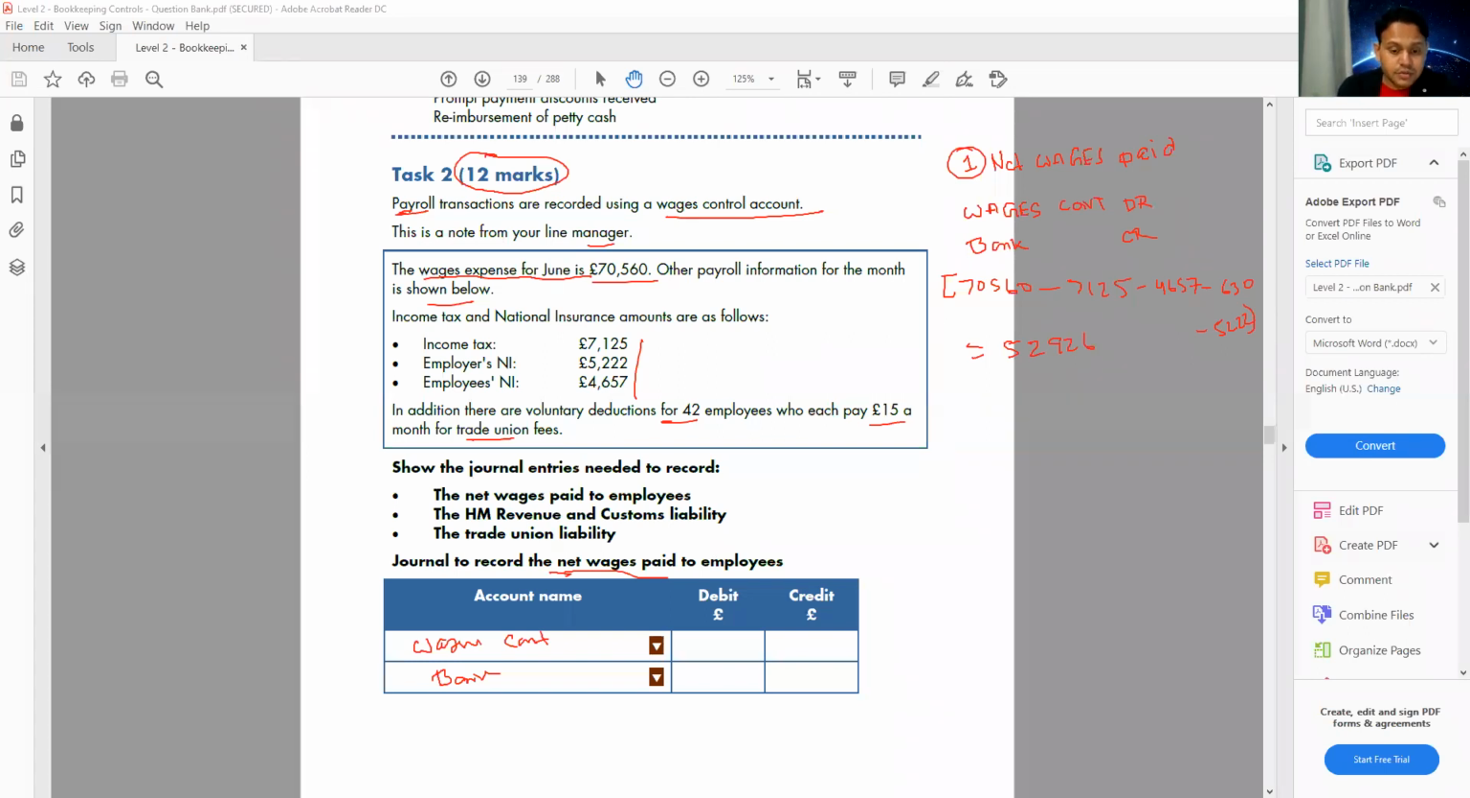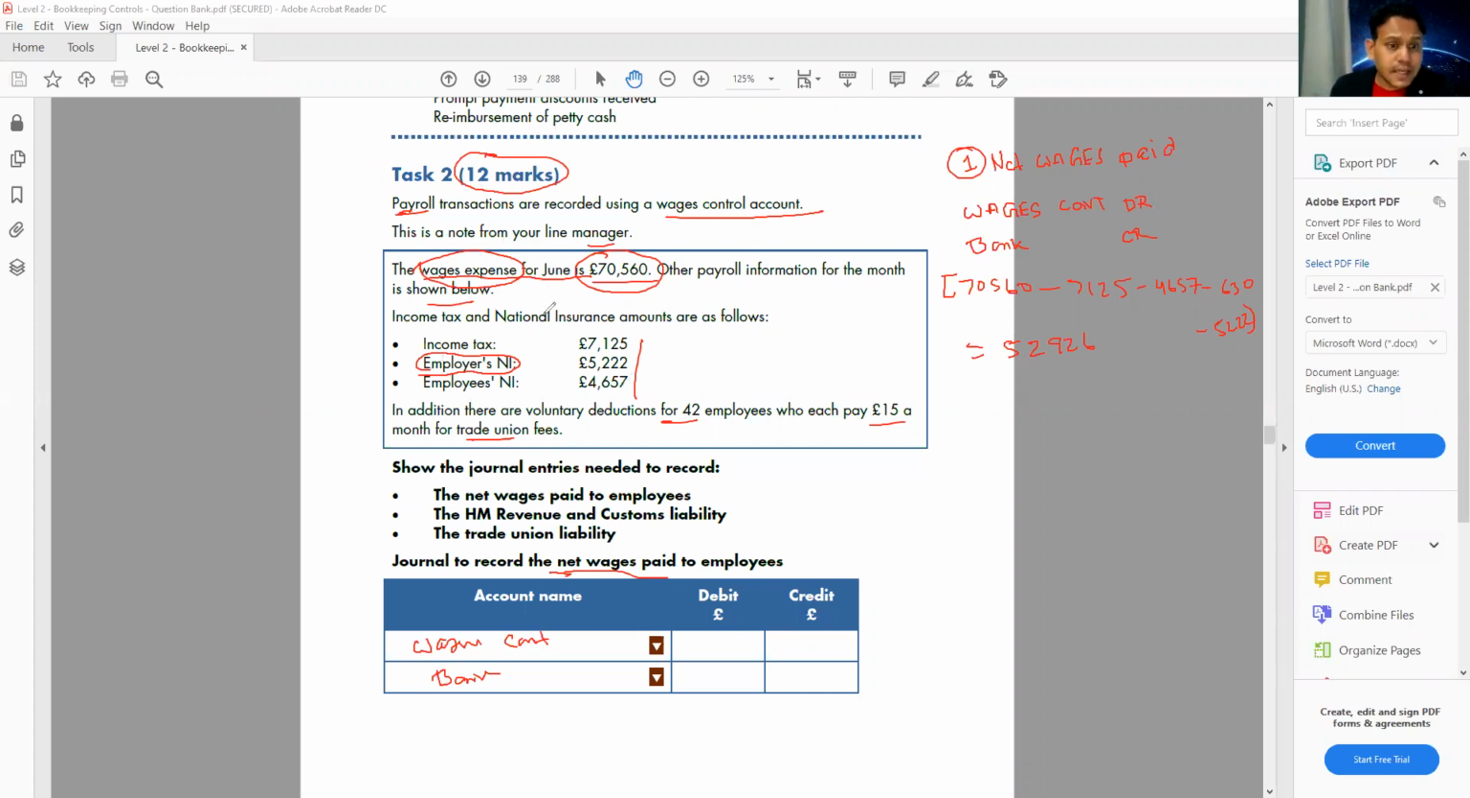This one, let me explain. It's a very, very tricky thing. If the question tells you this 70,560 is the gross pay, not the wages expense, then we do not minus the employer's NI, because the employer's NI is outside of the gross pay. Gross pay means only for the employee. How much the employee is earning, we call it gross pay, before any deduction.